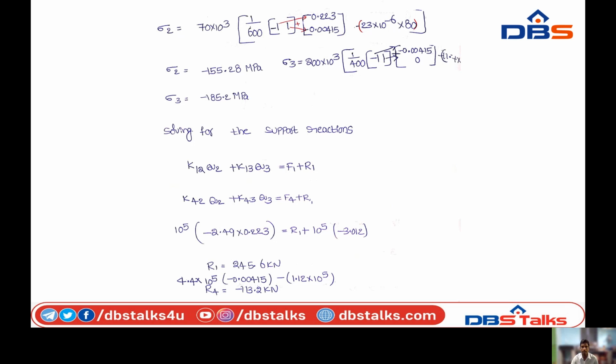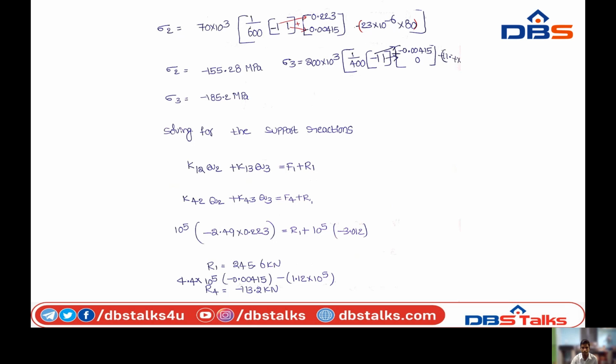Finding sigma 2, after doing all calculations, minus 155.28 megapascals. Sigma 3 follows a similar procedure for finding stresses here: minus 185.2 megapascals. This is the procedure for finding stresses for various elements in the stepped bar.